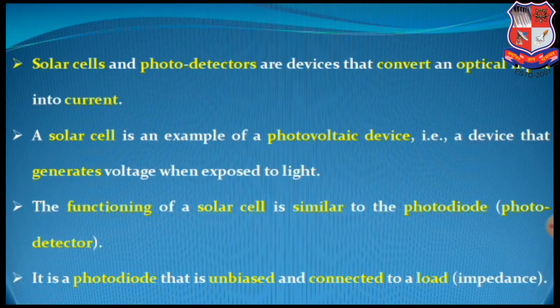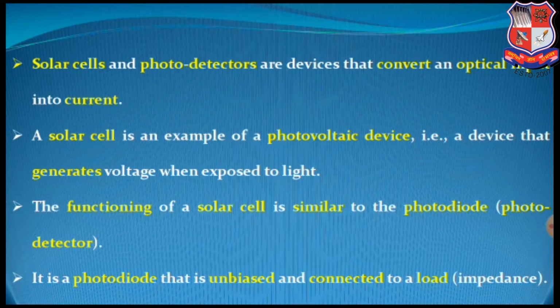Solar cells and photodetectors are devices which can be utilized to convert an optical input into current. A photodetector can only detect photon light radiations. We also know that along with solar radiation, light waves of many other frequencies like UV, IR, X-ray and gamma rays also exist, but photodetectors mainly utilize the photon light waves.